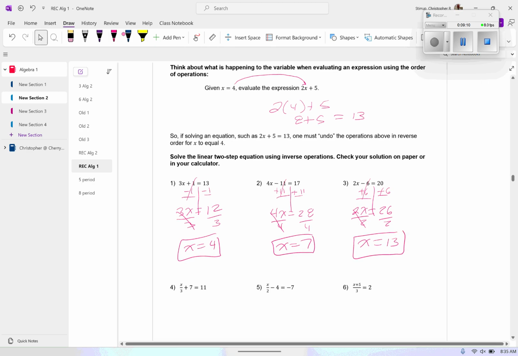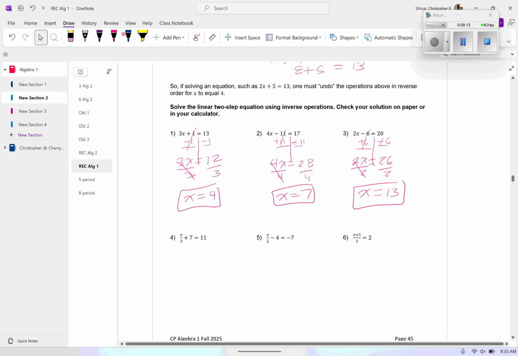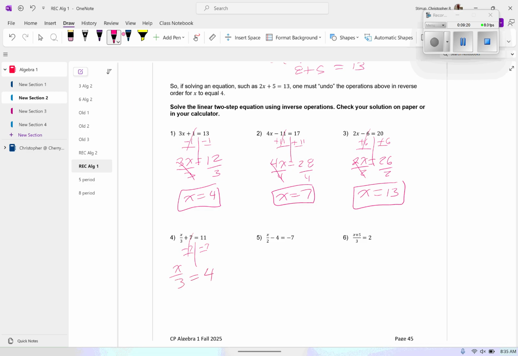Okay, again, add or subtract first, and then multiply or divide second. Number 4, I want to subtract 7 from both sides first. Those cancel. And then I'm going to multiply both sides by 3. Those cancel, so x is equal to 12. Number 5, I want to get x by itself, so I'm going to go ahead and add 4 first to both sides. Those cancel. X over 2. Negative 7 added to 4 is negative 3. Let's multiply both sides by 2. X is equal to negative 6 because negative 3 times 2.